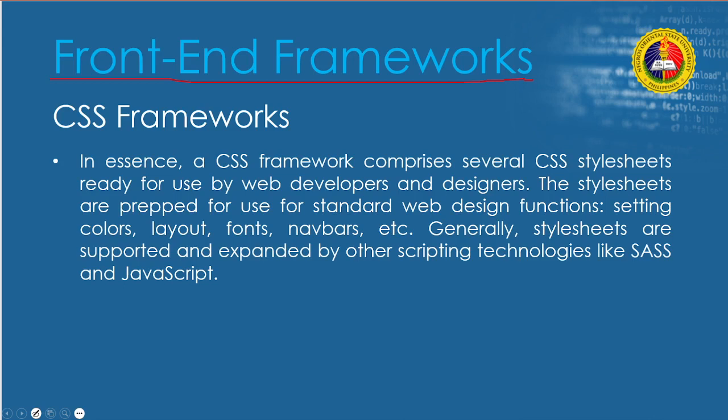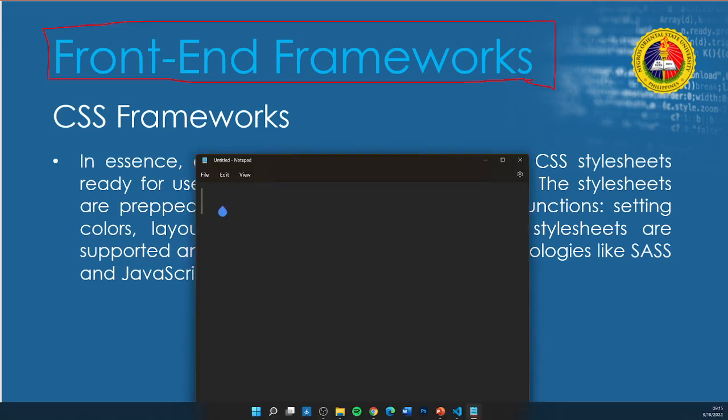For example, this particular element, let's say this is a paragraph. So we use the P element using our HTML. So let's say front end framework. Using CSS, how am I going to add colors to it?